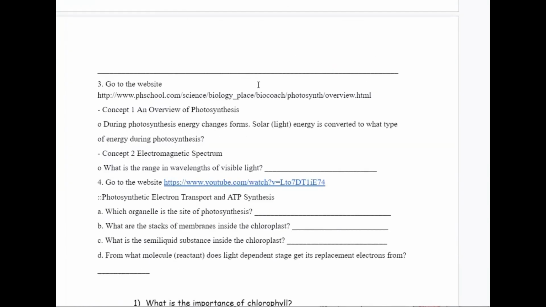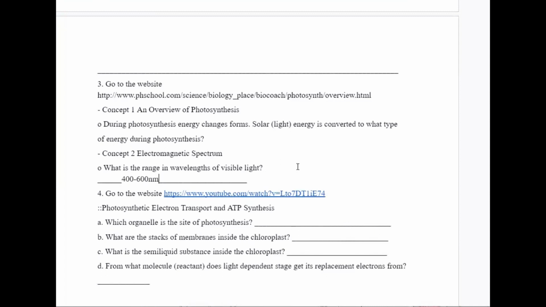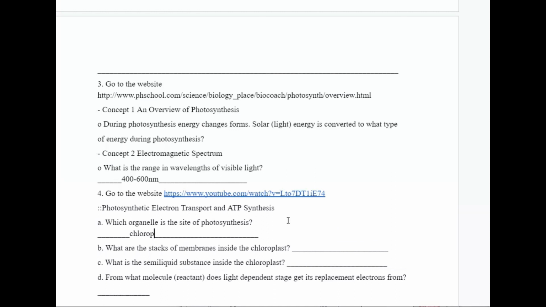All right. Go to the website. I'm not going to even look at any of this stuff. I'm just going to look for questions. What's the range? I said 400 to 600 nanometers. We wrote it on your paper. I gave you that so that you can see it. Which organelle is the site of it? It's not the chloroplast. And all right, watch, kids. A lot of times you're going to see the answer is in the next question.